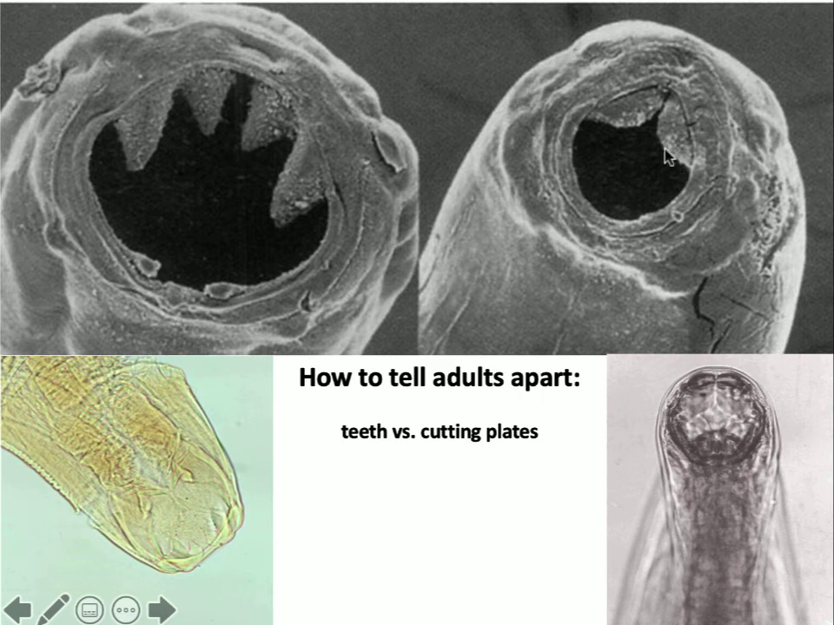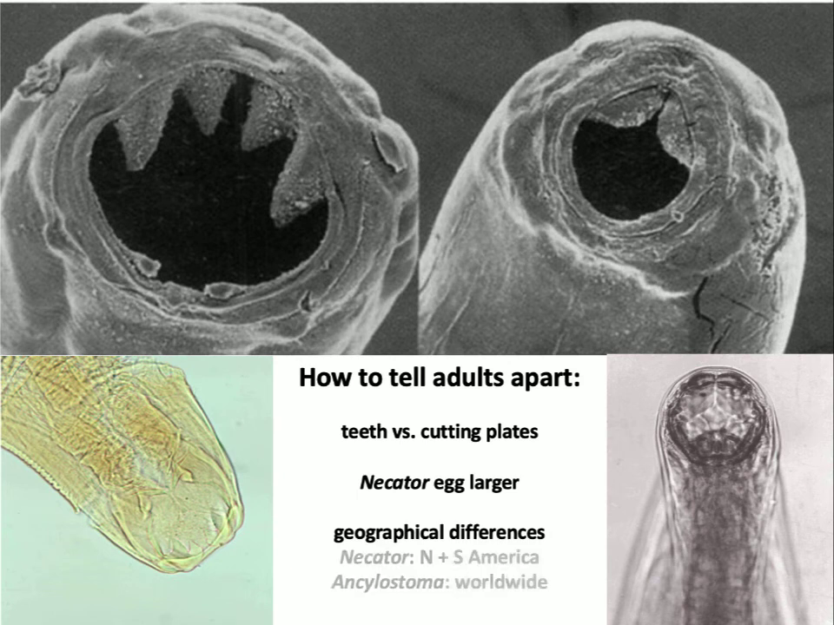And please notice, these are obviously scanning electron pictures, so they're really nice. We're not going to have that. What you need to look at is the buccal cavity and look for these little sharp, pointy things. Okay, Ancylostoma here. I think they even look like the letter A upside down, right? A for Ancylostoma. And then Necator americanus on the left with the cutting plates. It's hard to see, and I believe that the images you see on your slides are going to be from a side view, so you really have to focus in and out to see what shape those teeth are. The Necator egg is larger, but not enough to be helpful, I don't think. They can be found in geographical locations that are different.